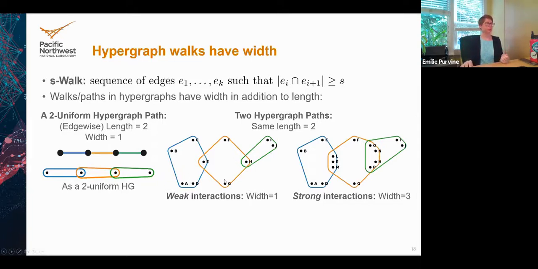So here's an edge path of length 2 with S equals 1. So the strength of it is 1, fairly weak. And here is a case where the intersections are size 3 and size 4. So the width of this path is 3. And so if we were to model this as just a graph, we would lose this strength of interactions. Does that answer your question? I hope. Good.